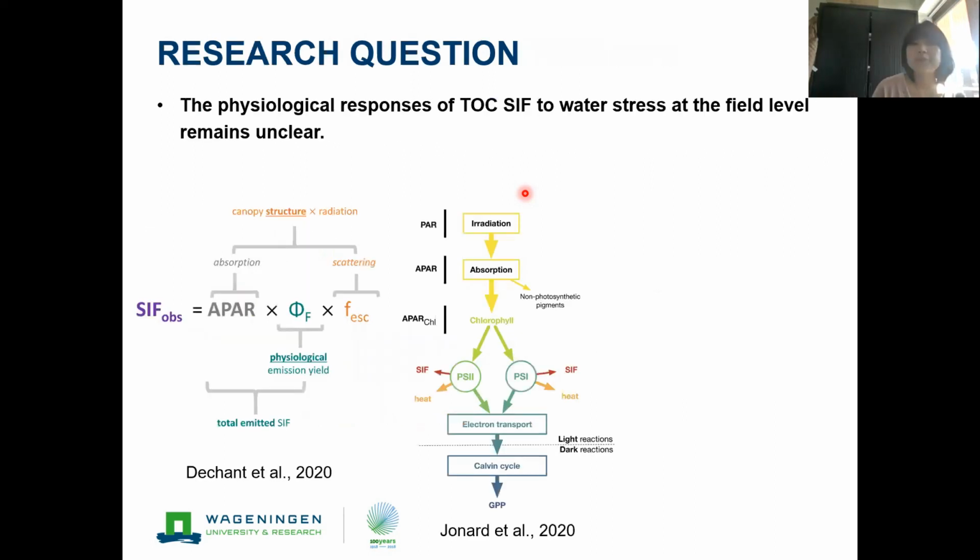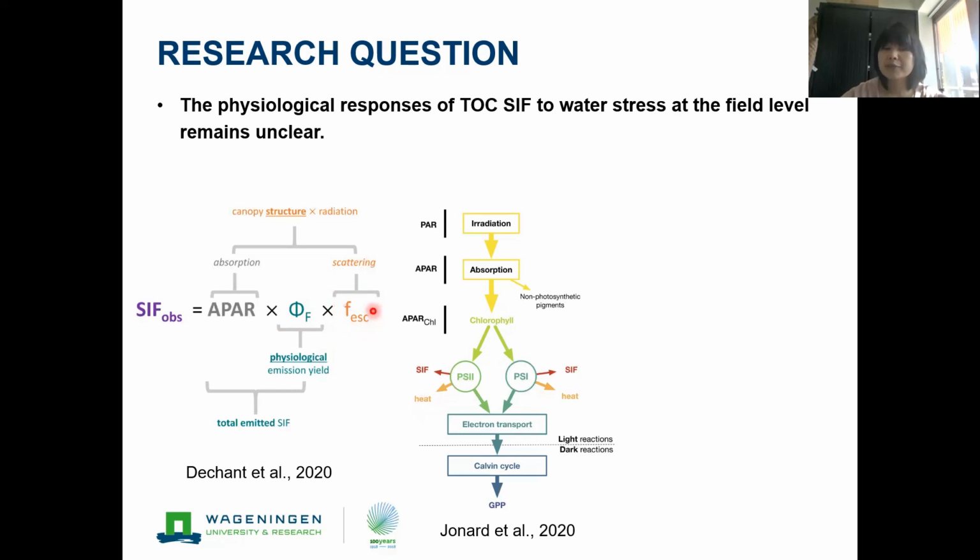Well, this is the research question after the research background. Since now we are collecting top-of-canopy SIF, but top-of-canopy SIF has three components. The first one is APAR, the absorbed sunlight by chlorophyll. The second one is ΦF, the physiological fluorescence emission yield. This is the fraction of the absorbed sunlight re-emitted as fluorescence signal at the leaf level. So this signal is directly linked to, if you see this figure here, photosynthesis and heat emission, that is NPQ.